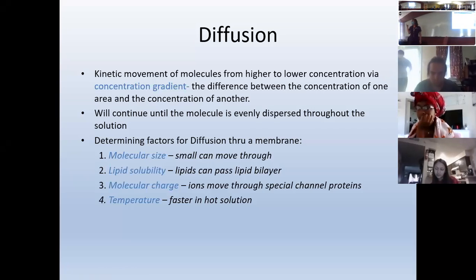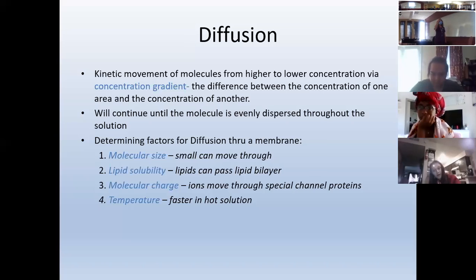Water, food, nutrients, oxygen, and then some stuff that I need to get rid of. Tell me some stuff that your body gets rid of. Toxins. How? We can sweat them out.